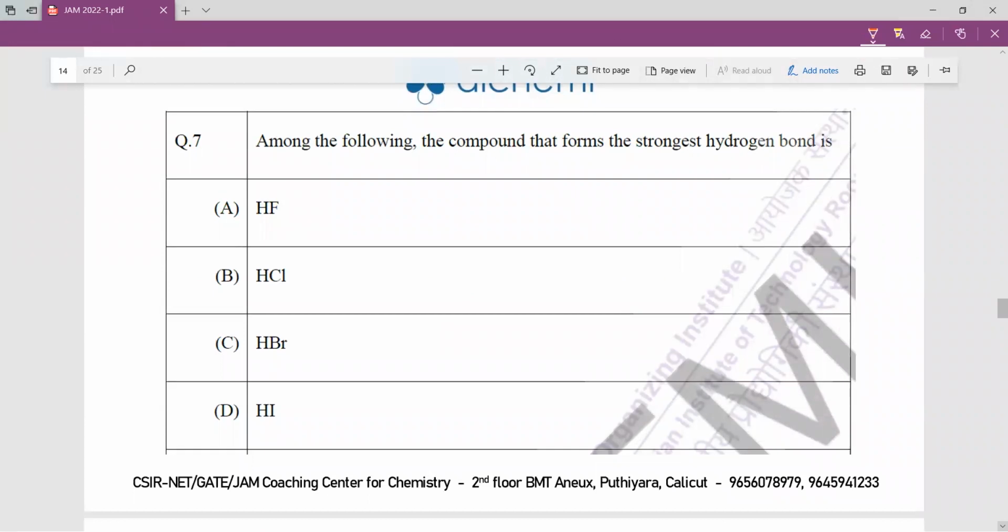Question number 7. Among the following compounds, that which forms the strongest hydrogen bonding is. To form strongest hydrogen bonding, the bond should be polar. Okay. So hydrogen should attach with a highly electronegative atom. In the options given, you can see fluorine is highly electronegative compared to all other halogens. So option A will be the right answer.